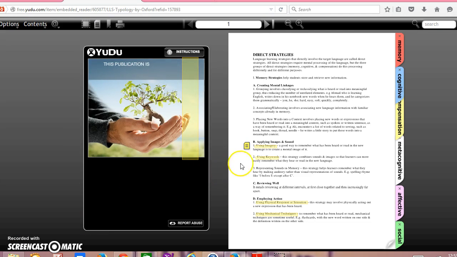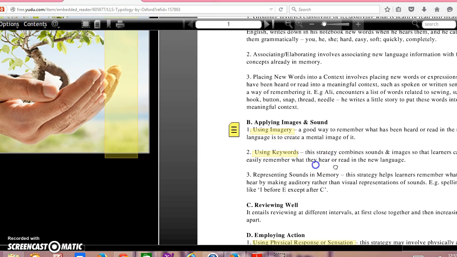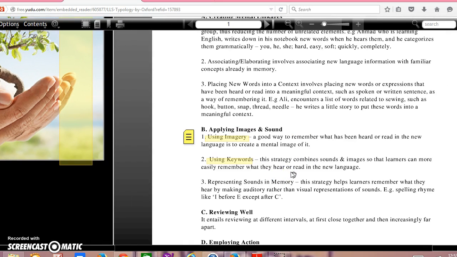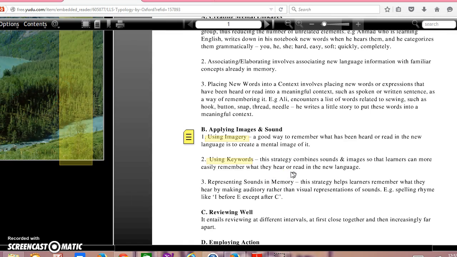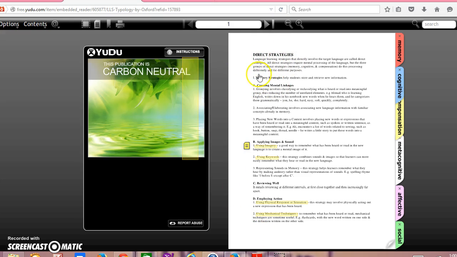And next is using keywords. Alright, this is the keywords. It is the combination of sound and images. So I think it is very helpful for the learners because you can easily remember based on what you hear or read in a new language. Oh yeah, I forgot to tell you that this is under direct strategies, and the branches to memory. It is an explanation for memory strategies.